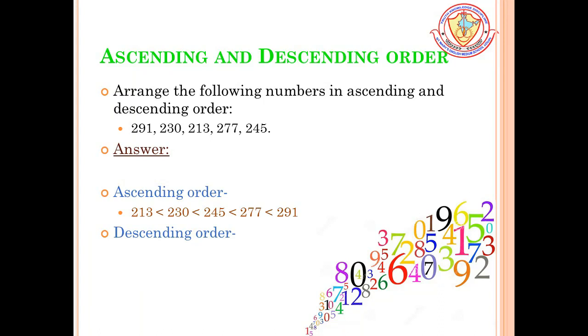What about the descending order now? 291 greater than 277, greater than 245, greater than 230, greater than 213. Here you have to use less than symbol in ascending order and greater than symbol in descending order.